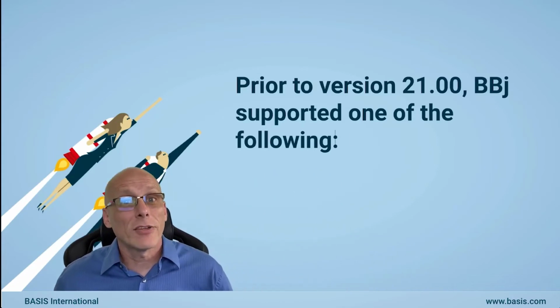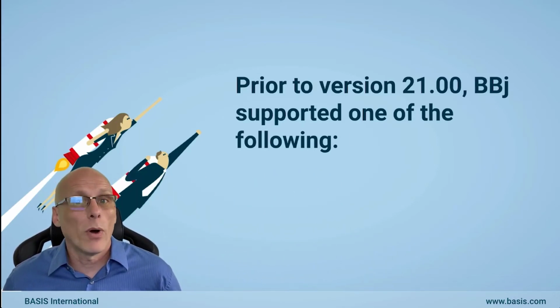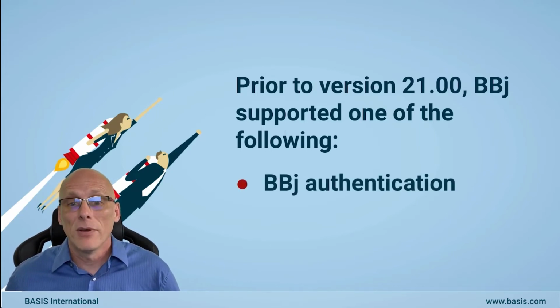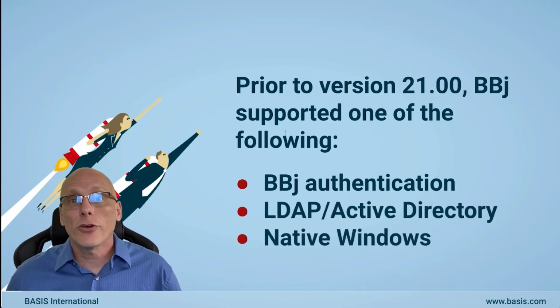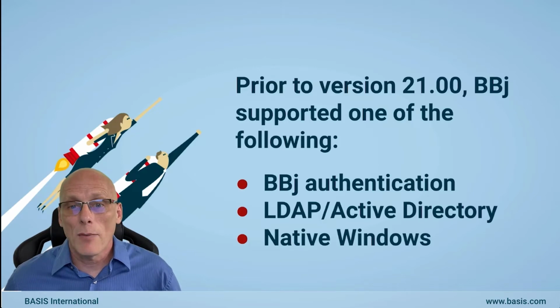All right, so let's move on and talk a little bit about some security enhancements. Prior to version 21, BBJ supported one of the following authentication mechanisms: BBJ authentication, LDAP or Active Directory, and native Windows. And you could choose one or the other. So you couldn't have multiple forms, and those were your available options.